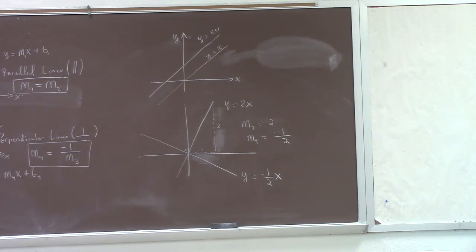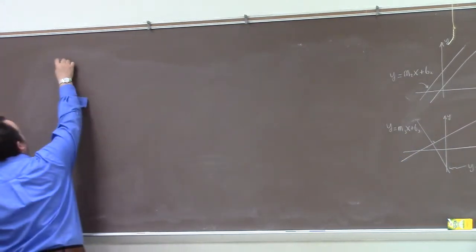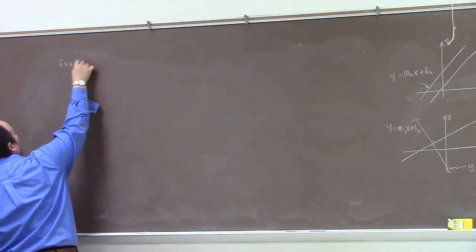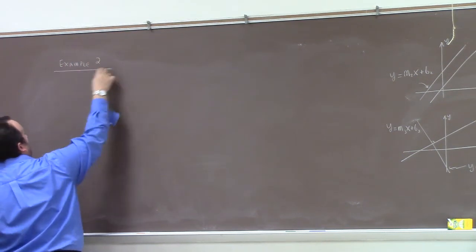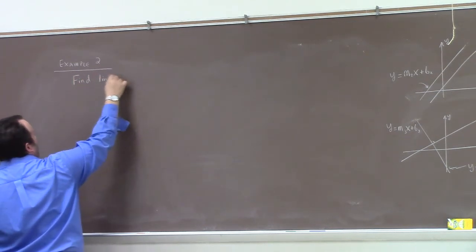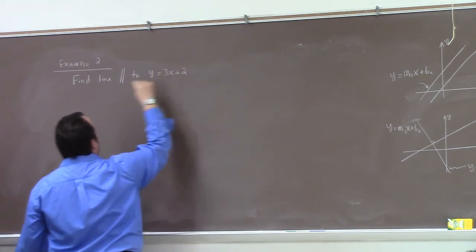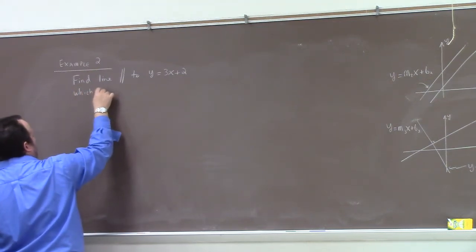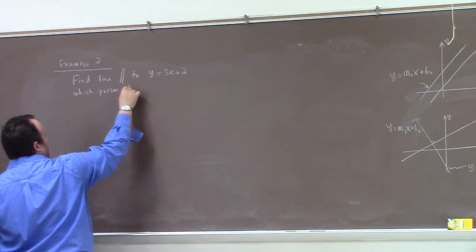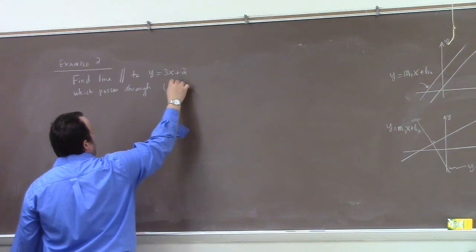Let us look at an example where we use this idea of parallel and perpendicular. All right. So find a line parallel to y equals 3x plus 2, which passes through, let's say, (15, 2).